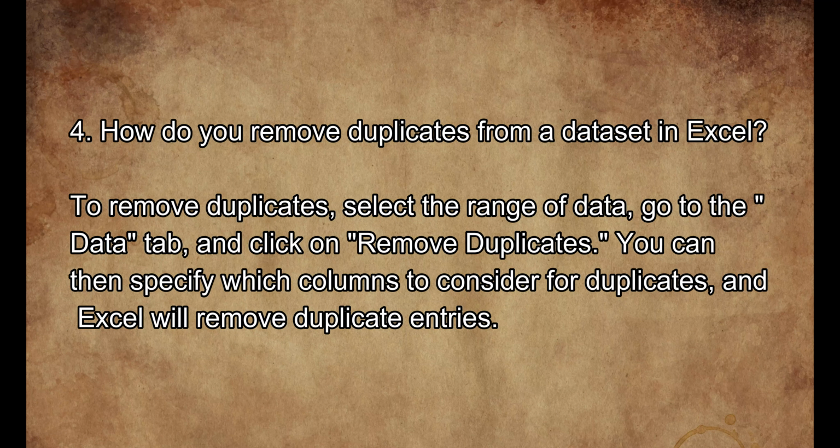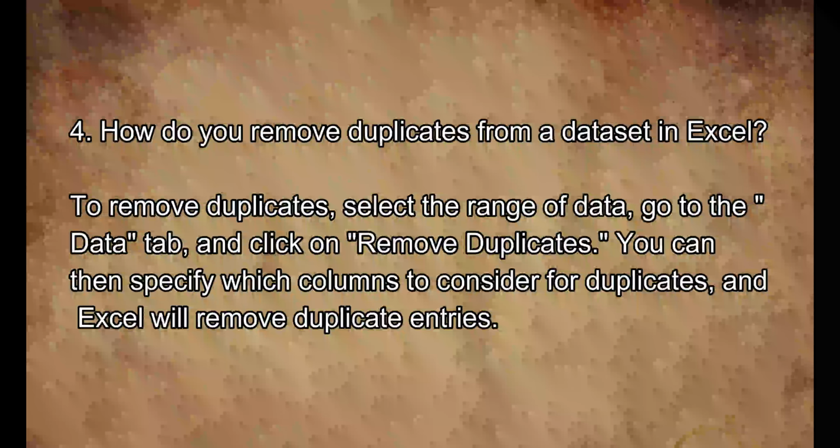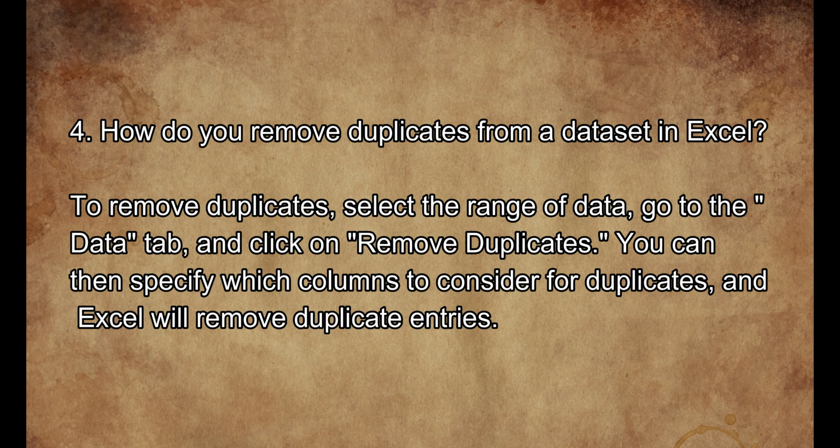4. How do you remove duplicates from a dataset in Excel? To remove duplicates, select the range of data, go to the Data tab, and click on Remove Duplicates. You can then specify which columns to consider for duplicates, and Excel will remove duplicate entries.